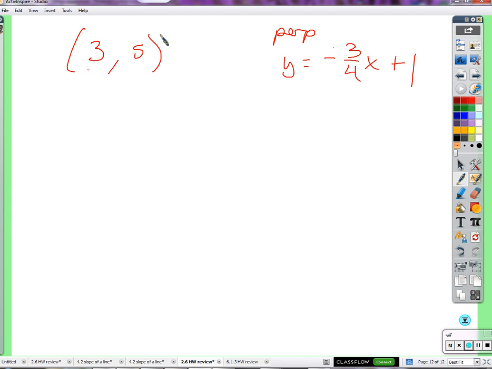So if this line that goes through this point is perpendicular to this line, then you would find the slope. What would the slope of this line be? It's perpendicular to this line, so it would be positive. We multiply this slope and that slope, we get -1. Now we have a point and a slope, and that's what we just got done doing in the last homework, right?